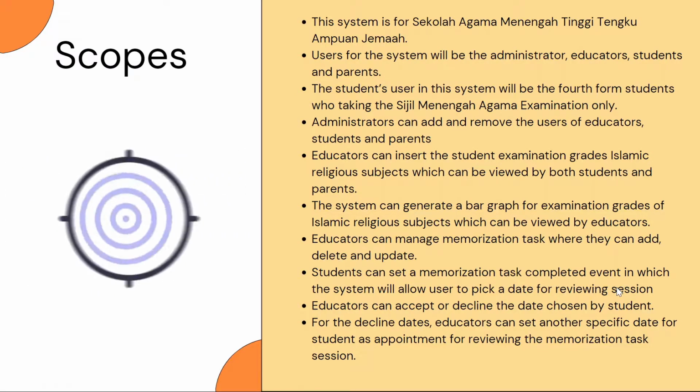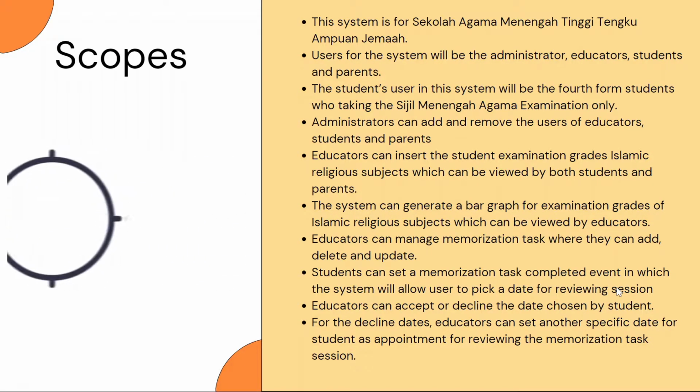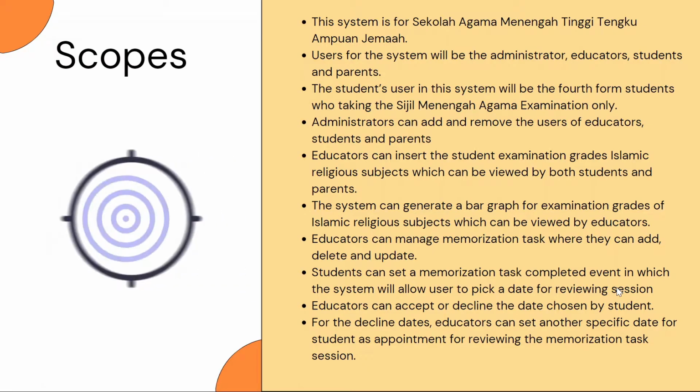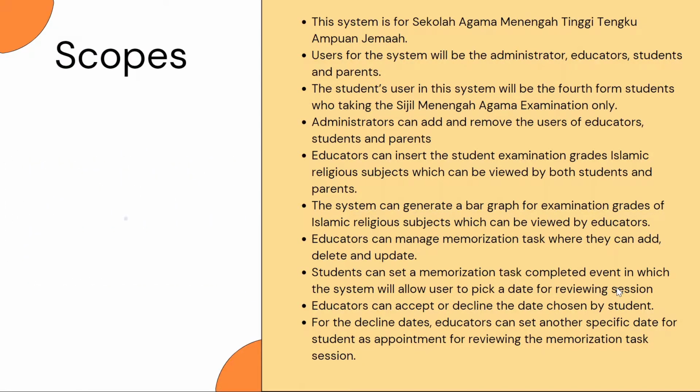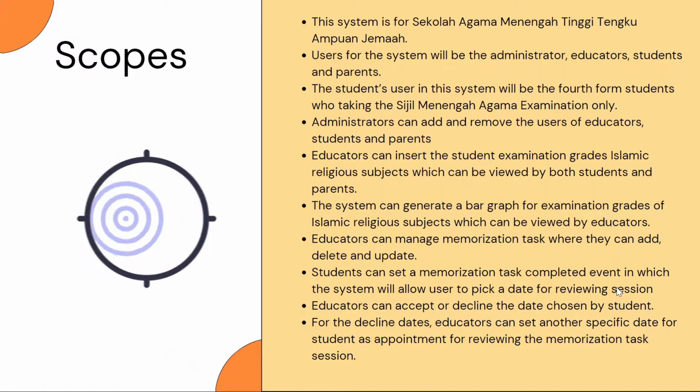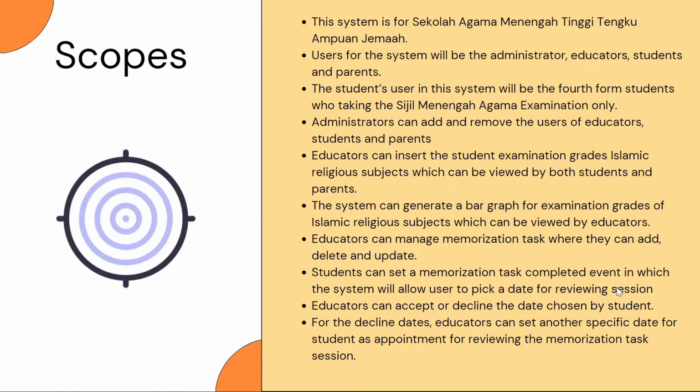Next, the system can automatically generate a bar graph for examination grades of Islamic religious subjects, which can be viewed by educators only. The next one is educators can manage the memorization task, where they can add, delete, and update. Next, students can select a memorization task to complete, in which the system will allow the user to pick a date for the reviewing session. And next, educators can accept or decline the date chosen by the student. And lastly, for the declined dates, educators can set another specific date for the student as an appointment for the memorization task reviewing session.